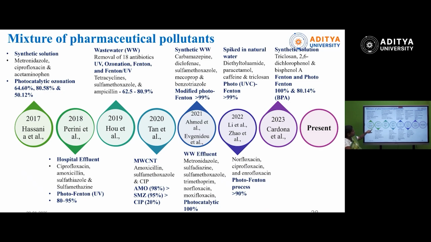Next, in 2018, you can see they tried hospital effluent. These are the pollutants they removed with the help of photo-Fenton. Here, photo means, as I already said, light, so they used UV light to achieve 80 to 90 percent. Next, in 2019, they used different methods. They tried UV only, then ozonation, Fenton, and the combination of Fenton and UV methods.